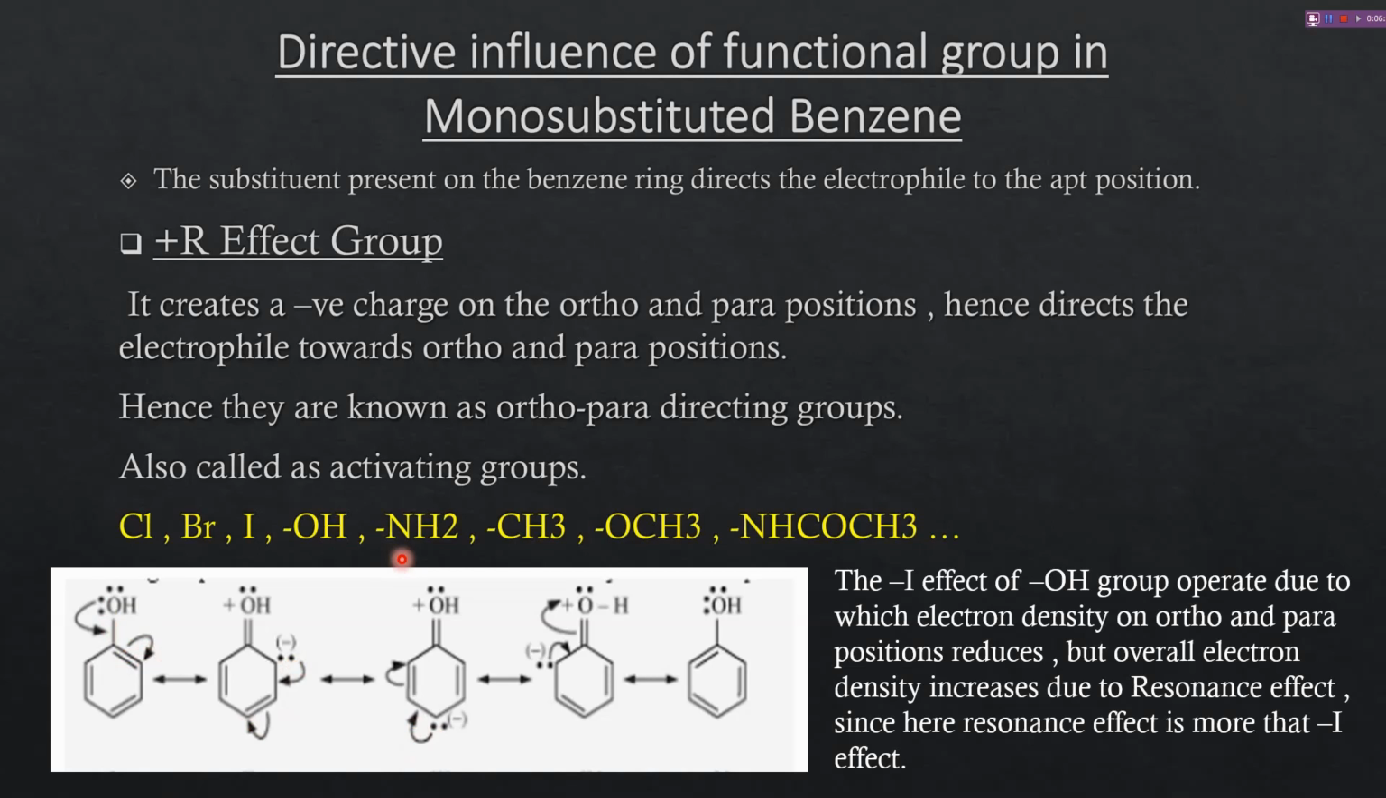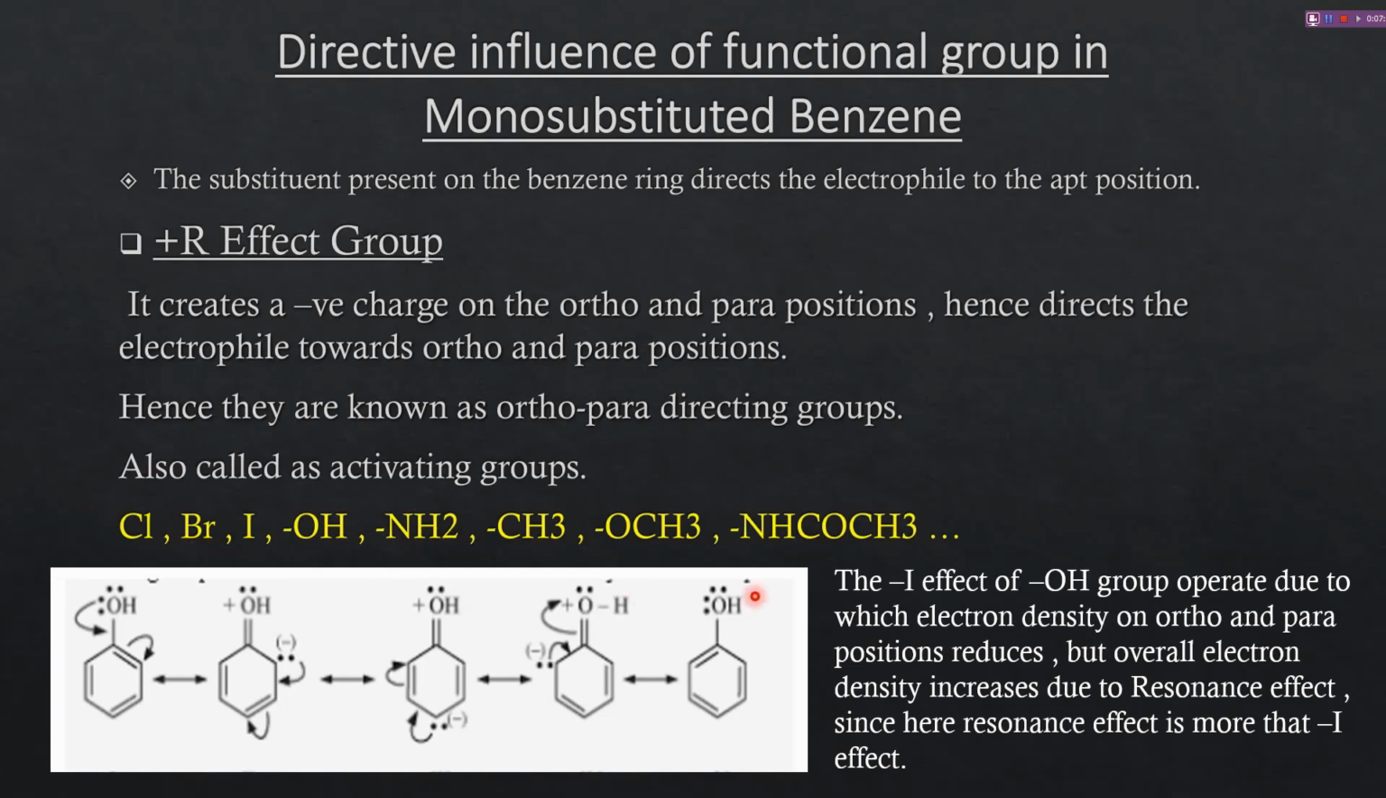Okay, so hence these plus R effect groups are called as ortho para directing groups. Okay, so when an electrophile will be attacked to benzene, it will be attached to ortho and para positions. So these are also called as activating groups. This activates the benzene ring. So these are called activating groups. So the examples are Cl, Br, I, OH, NH2, CH3, OCH3, NHCOCH3, etc.